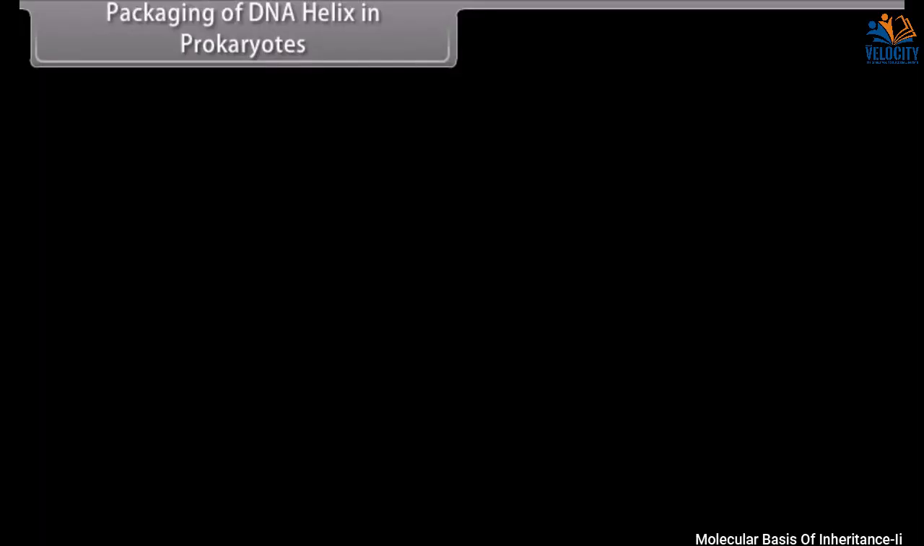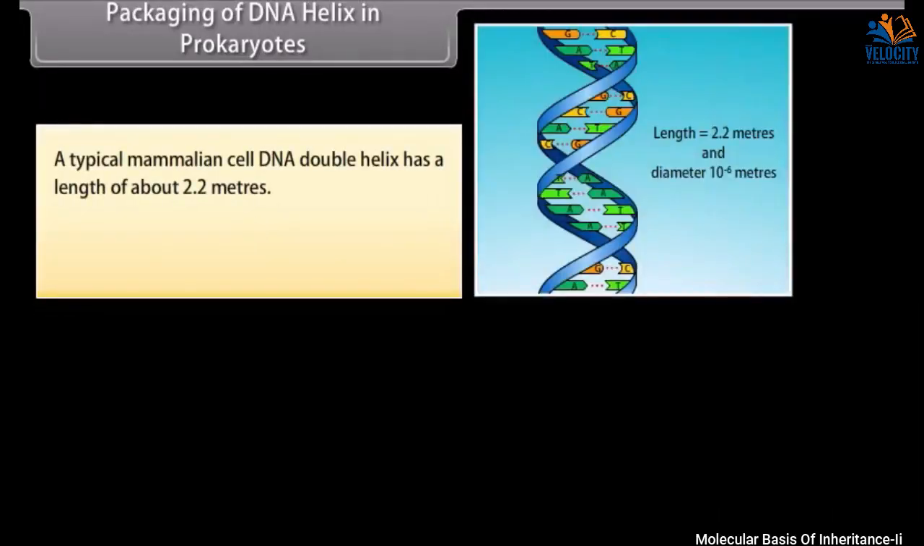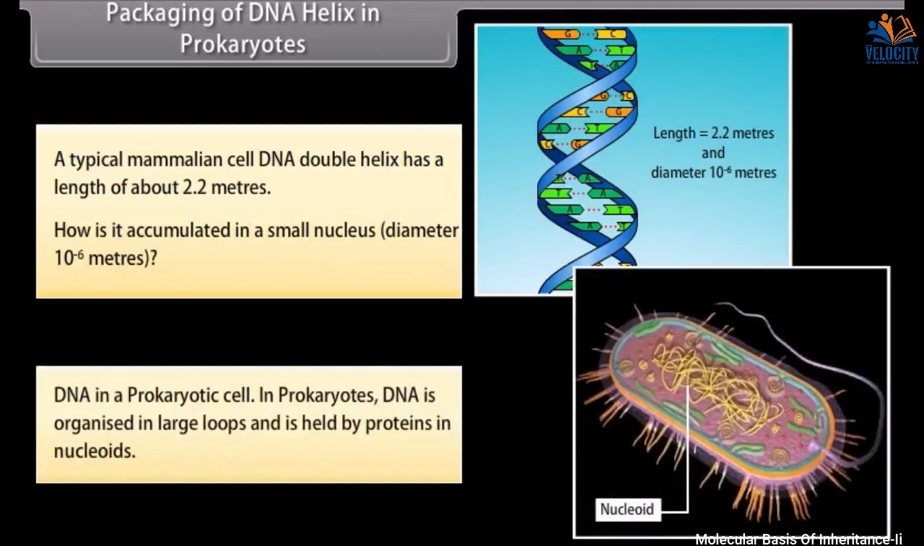Packaging of DNA helix in prokaryotes. A typical mammalian cell DNA double helix has a length of about 2.2 meters. How is it accommodated in a small nucleus? In a prokaryotic cell, DNA is organized in large loops and is held by proteins in nucleoids.